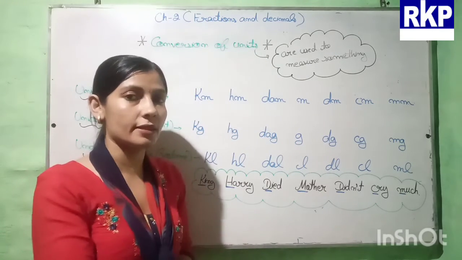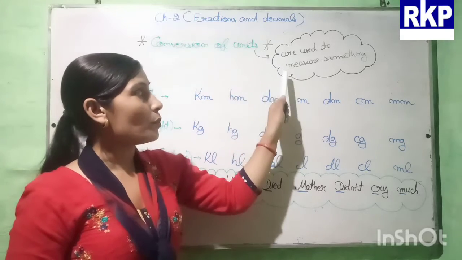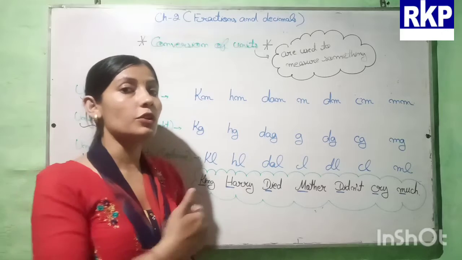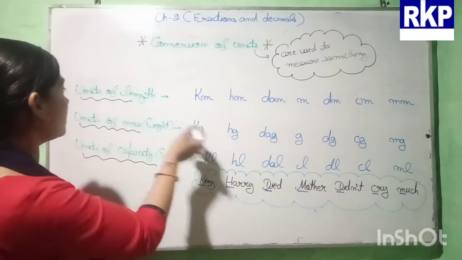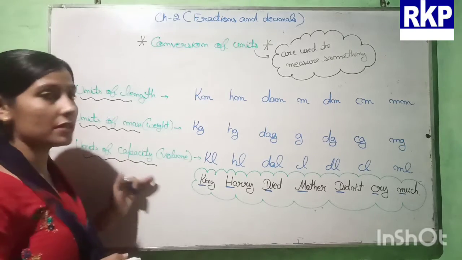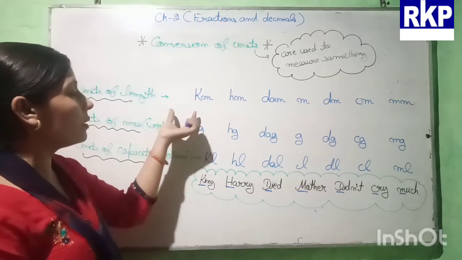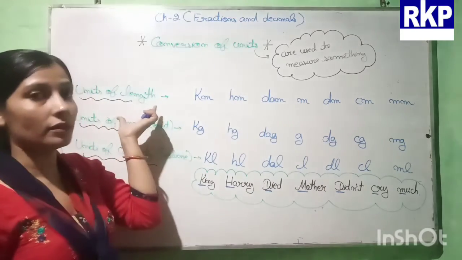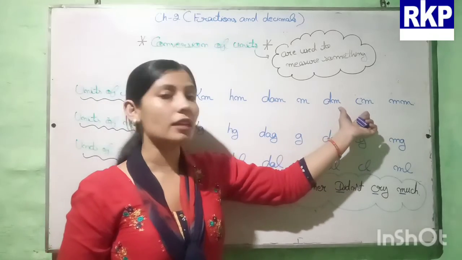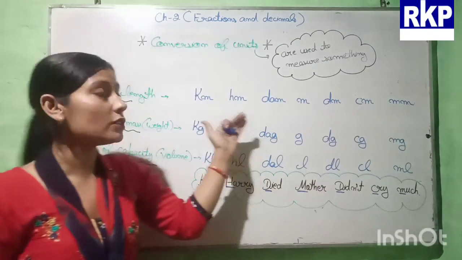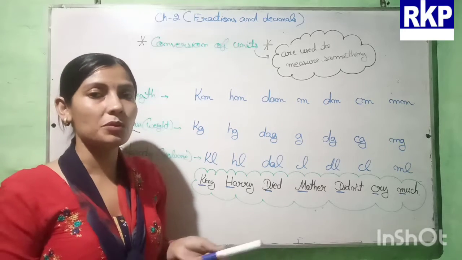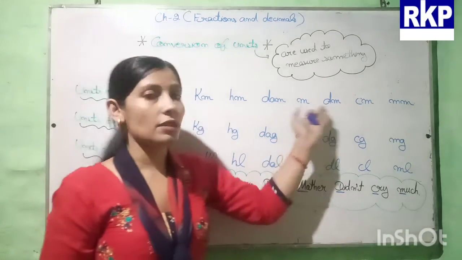Students, what are units? Units are used to measure something, okay? If we want to measure anything, then we use units. Here you can see units of length, units of mass or weight, and units of capacity or volume. These are the units of length: kilometer, hectometer, decameter, meter, decimeter, centimeter and millimeter. If we want to find the length of any object, then we use these units, okay?